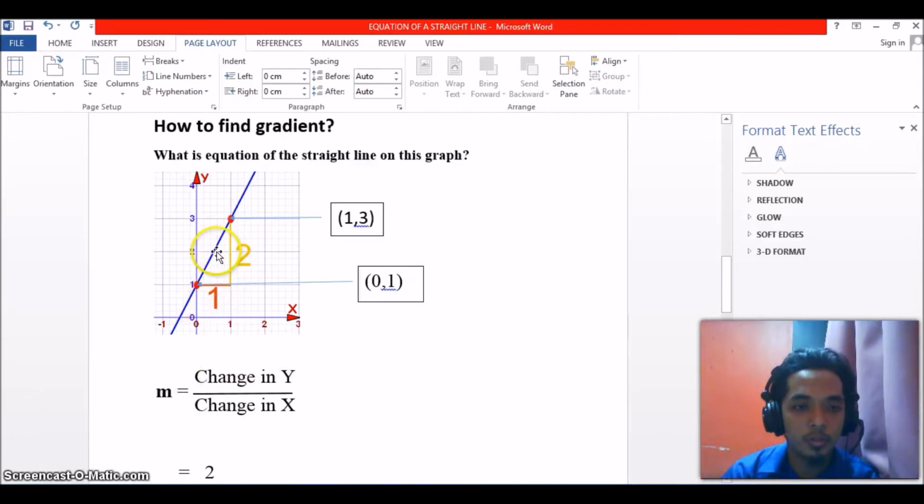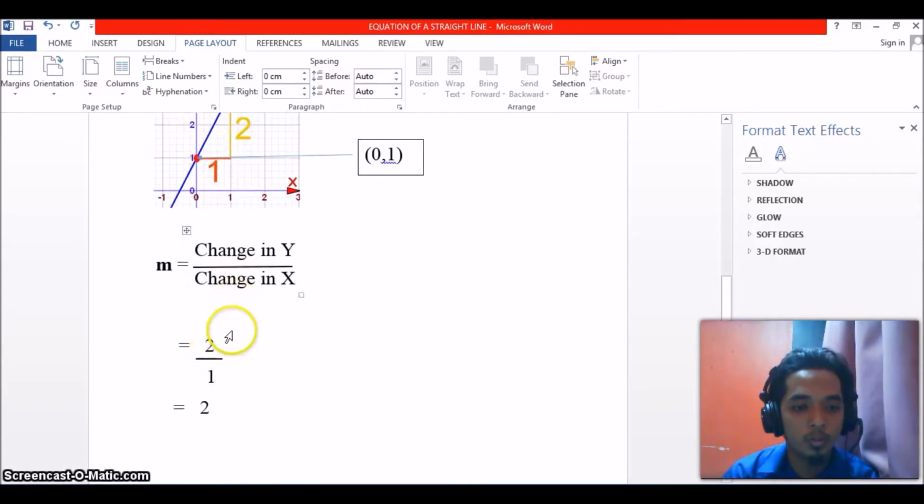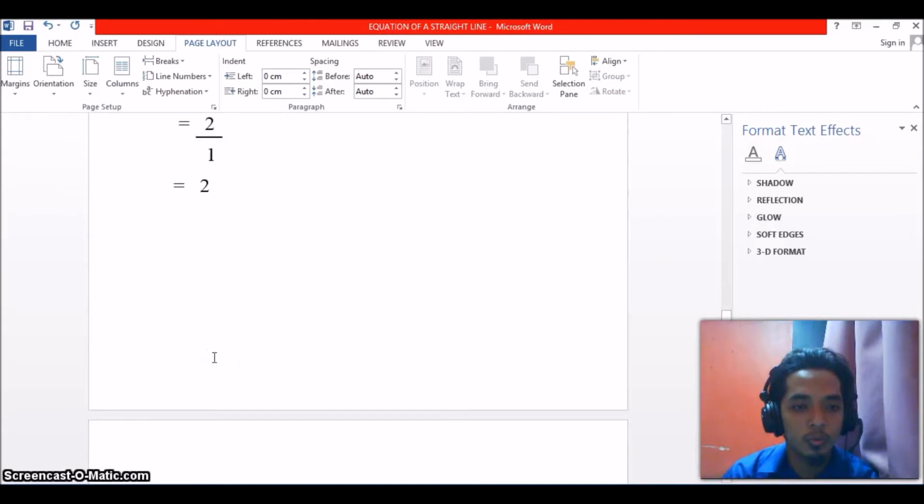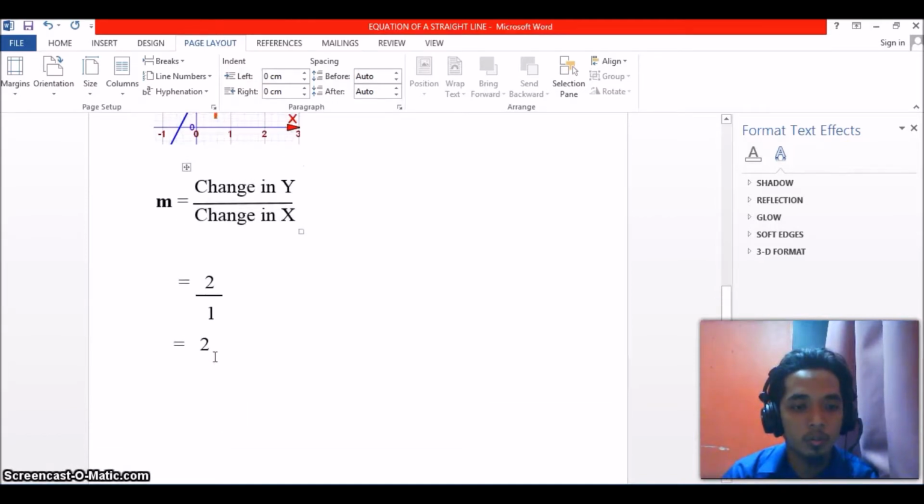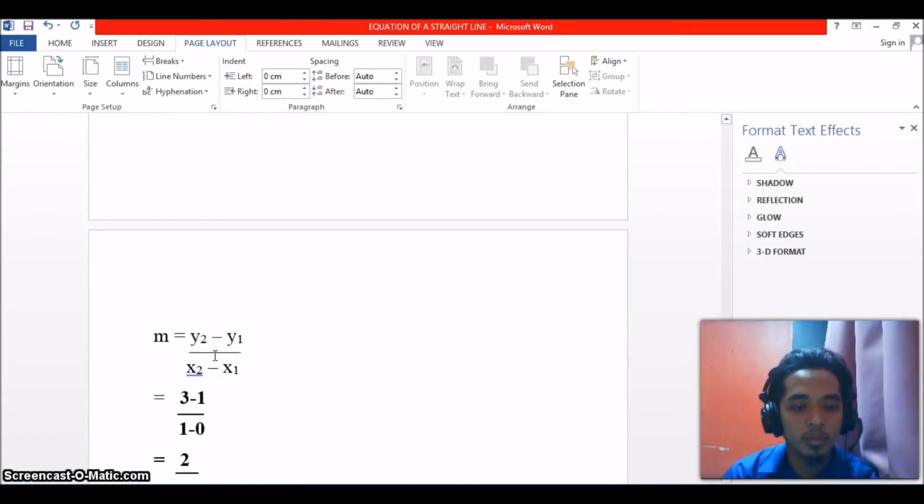So here, as you can see on the graph, m equals change in y over change in x. Change in y is equal to 2, change in x equals 1. So 2 over 1 is equal to 2. So you just got m as 2. Or you can use the formula (y2 minus y1) over (x2 minus x1).